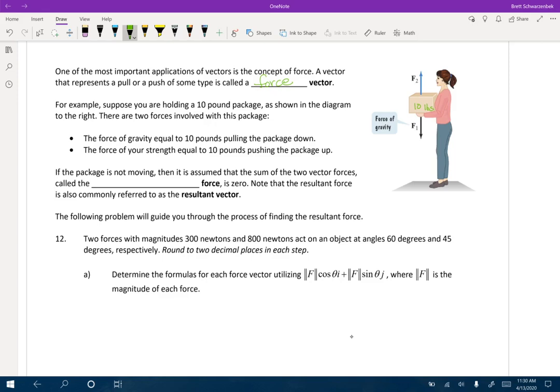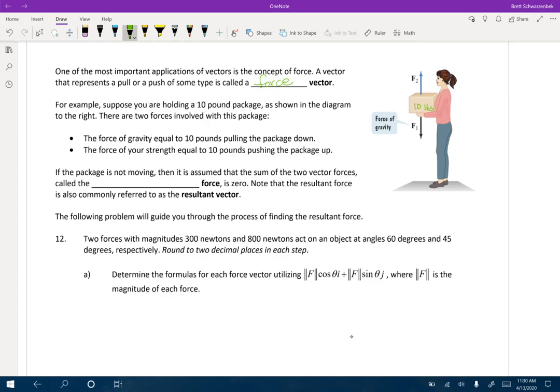You have a force of gravity that's equal to 10 pounds being pulled down, and then you have a force of your strength equal to 10 pounds that is pushing the package up so it doesn't fall. Most people obviously do not think of these things. They just pick something up and it is what it is. But in reality, you need to exert the same amount of force on that package to even out the gravity's force that's pulling it down. And it's a big part of understanding that.